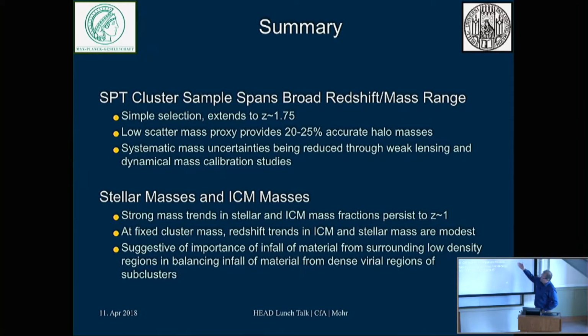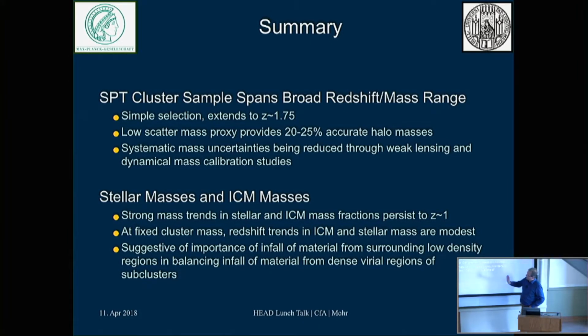Simple selection, our sample extends to redshift of 1.75. This particular one with Chandra data is only going to redshift 1.25. We have good masses in each of these systems. 20 to 25% is what I consider good. That will improve over time as we continuously work to include more weak lensing and dynamical mass information. For the stellar masses and ICM masses, we see strong mass trends in stellar and ICM mass fractions.